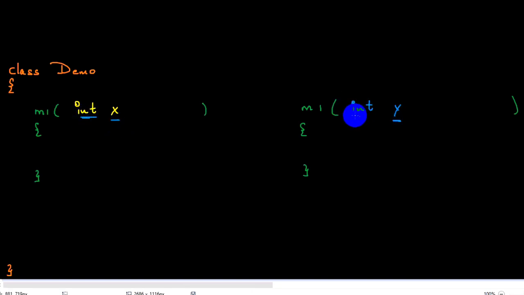So the data type is the same. Number of arguments is 1. Number of arguments is 1. Data type is int. Data type is int. Meaning everything is the same. Okay, so therefore it is invalid. So therefore what I do, I'll just write it as string y here, string x here.